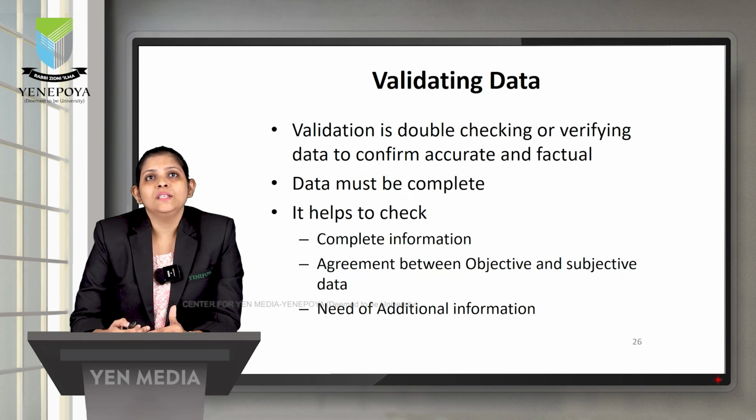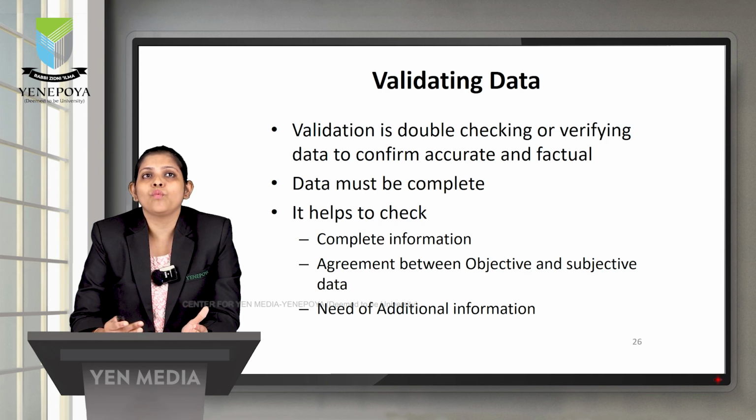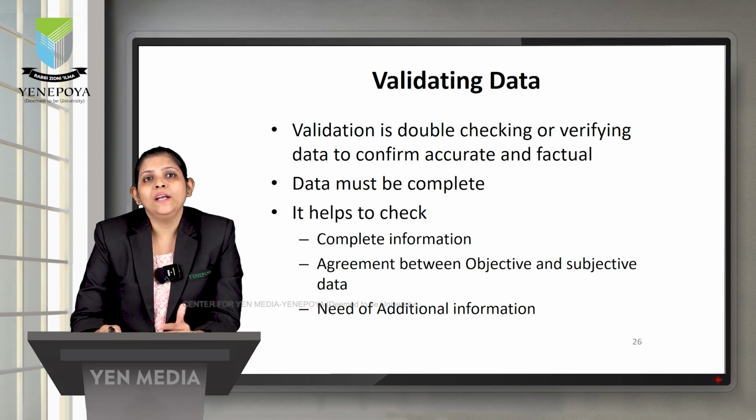Once we organize the data, we have to validate the data. Validation is double checking or verifying the data to confirm it is complete, accurate, factual and correct. There should be an agreement between your objective and subjective data, that is, what the patient tells and what you found. As you validate the data, you will get an idea whether there is a need for additional information. Do you need to collect more data from the patient?